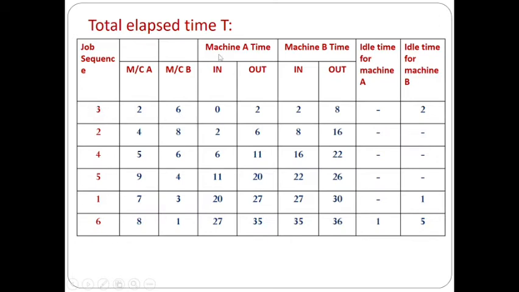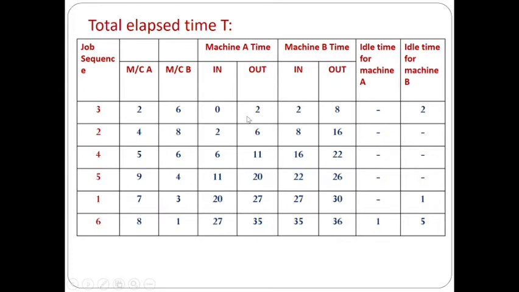Then machine A time in, time out. Machine B time in, time out. Idle time for machine A, idle time for machine B, right? So we have just found the optimum sequence, and we all know the processing time, which is given in the problem. After this we have to start from machine A time in. We consider time in as 0. Then what will be the time out? It should be 0 plus machine A processing time, which is 2. 0 plus 2, which is 2, right?